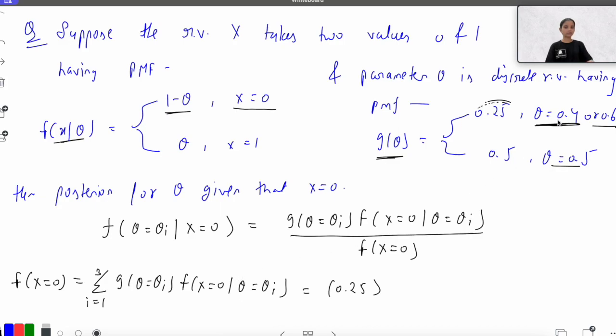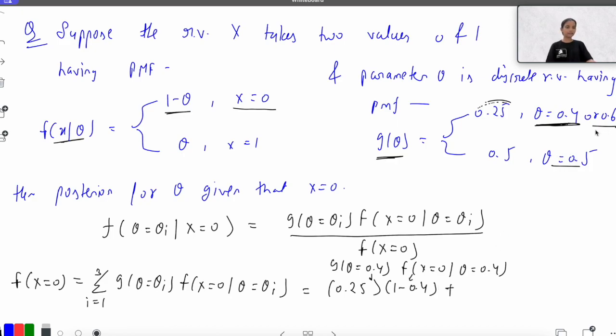So in the first case we are calculating it for 0.4. So that will be 1 minus 0.4. If you want me to rewrite it, that means g of theta is equal to 0.4, and f of x equals to 0 given theta is equal to 0.4. See, that's what is going to happen.